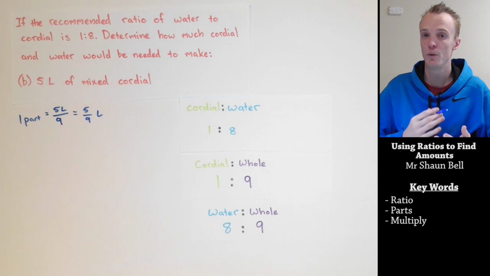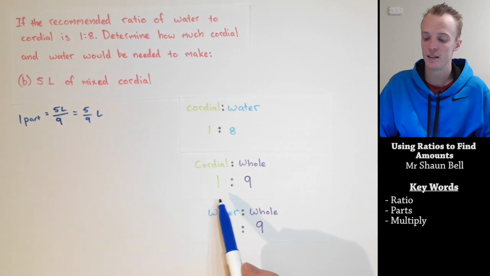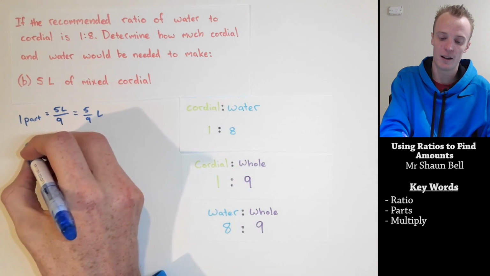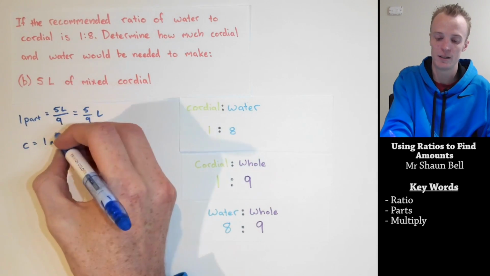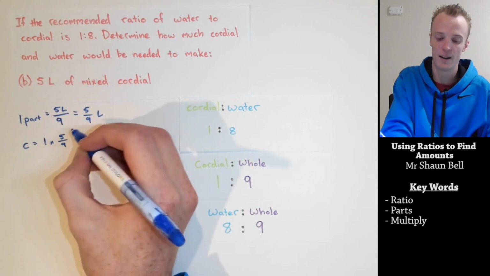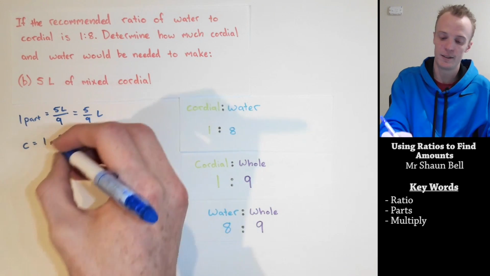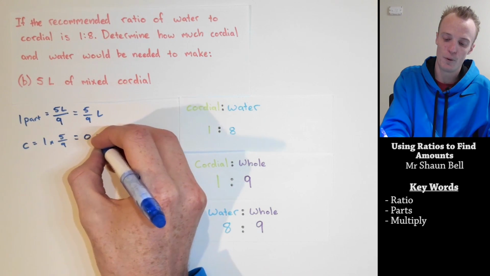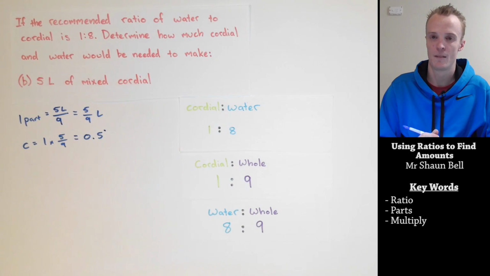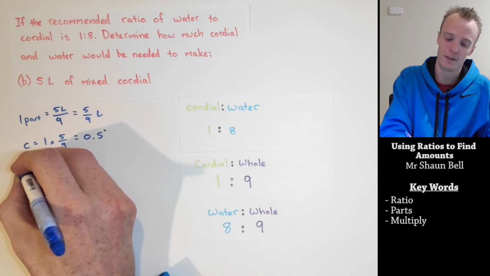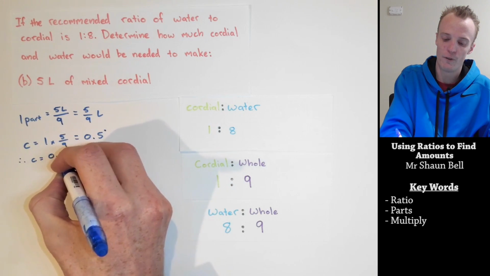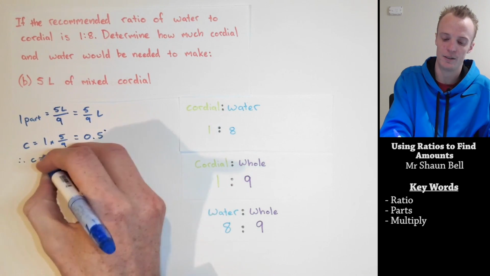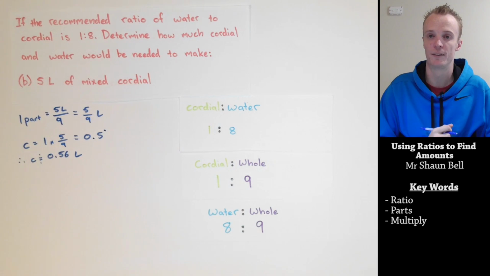Now to work out how much cordial I need, I work out how many parts of this total mixture was cordial. In this case, it was 1 part. So that cordial is going to be 1 times 5 over 9 litres. Now if I enter this into the calculator, I get 0.5 recurring. So let's round this to 2 decimal places. So therefore, the amount of cordial that I'll need will be 0.56 litres, approximately, to 2 decimal places.